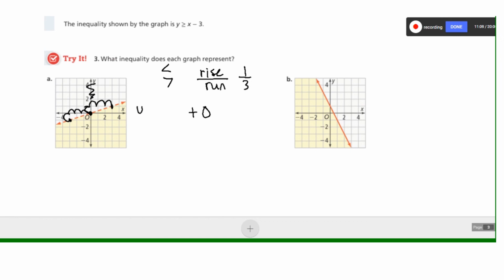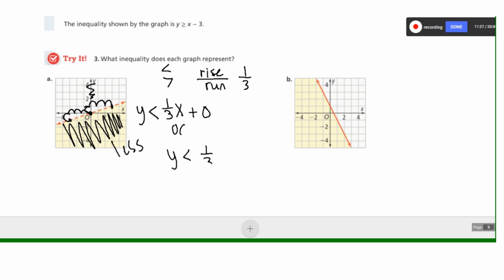So it's going to be y, and since we shaded lower than the line, y is going to be less than, right? Because I shaded below y, so it's going to be y is less than 1/3 times x plus 0. Or another way you can write it is y is less than 1/3 times x, and that's the final answer. Okay, let's look at another one.